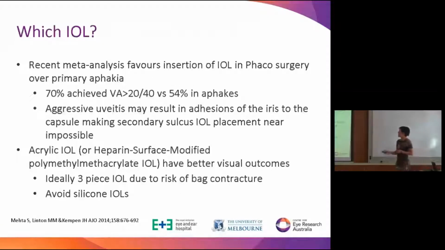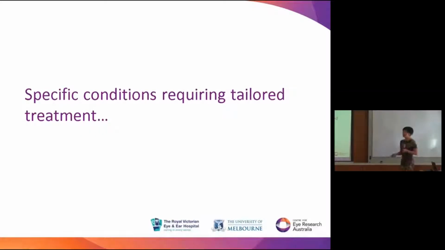prednisolone. The other thing you need to consider is which intraocular lens, okay? Acrylic, obviously. But if you've got a patient who you know gets quite robust inflammation that's going to contract down your capsule, think about using a 3-piece and not a mono-piece or single-piece lens. Obviously, avoid silicone lenses. Now, specific treatments requiring more special treatment, infectious uveitis.